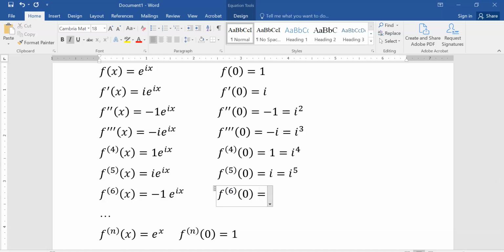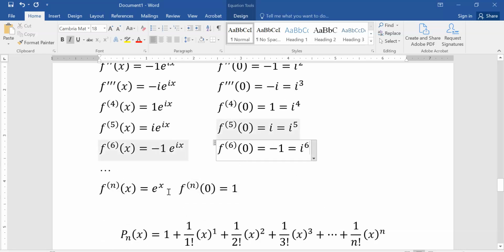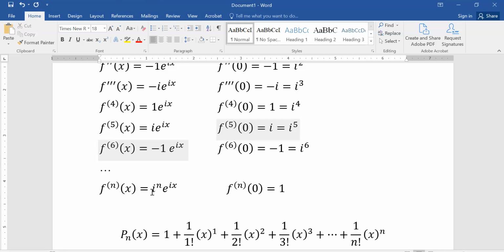So what are we going to get? Well, f to the nth derivative, I'm going to write this as I to the nth power times e to the ix. But again, this I to the nth power falls in a pattern of a cycle of 4. And then the nth derivative, when I plug in 0, is going to be I to that nth power, whatever it happens to be.